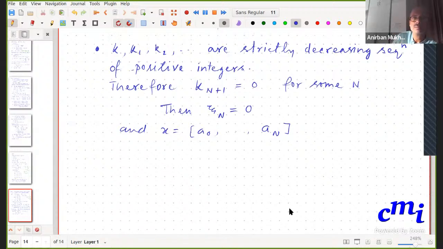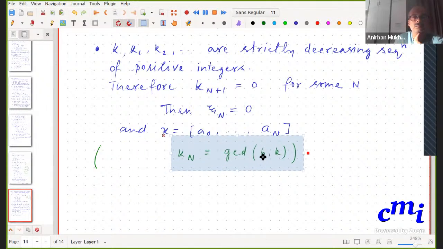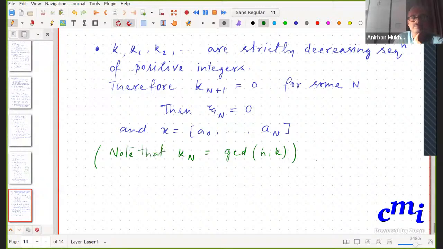If you note, k n plus 1 is 0, so kn is actually the GCD of H and K. Just let me write it. So note that.